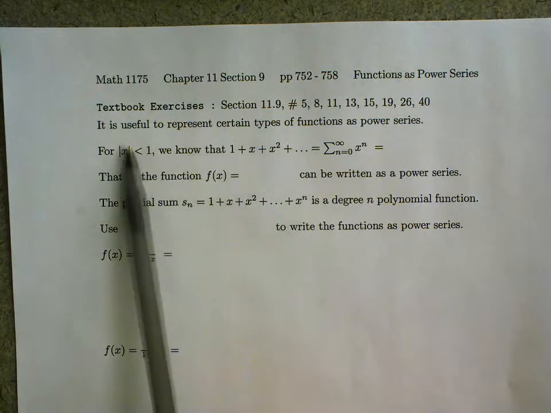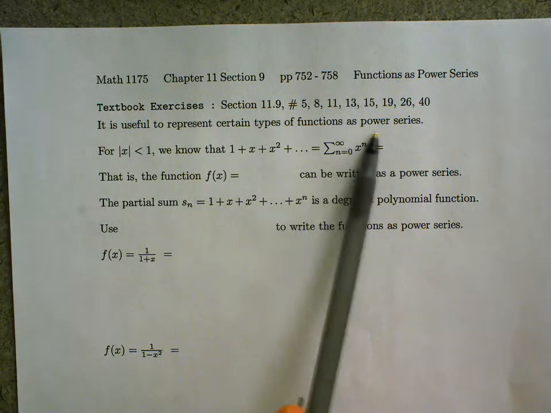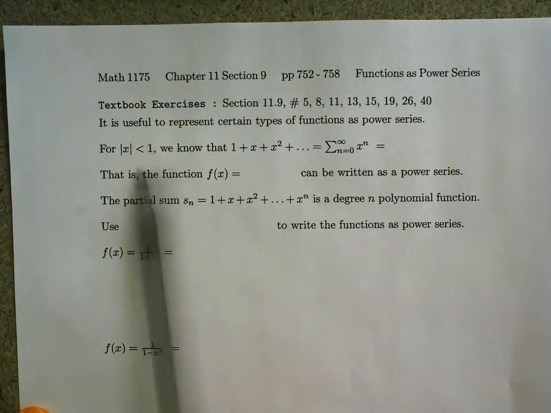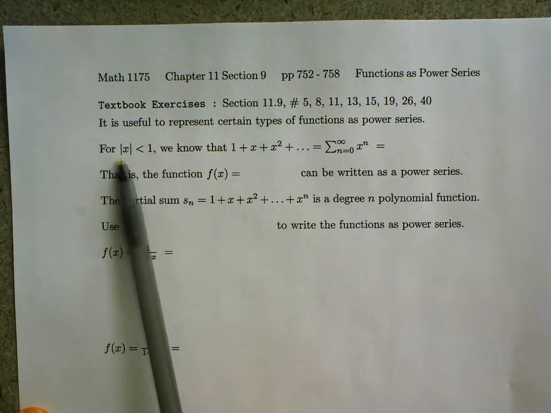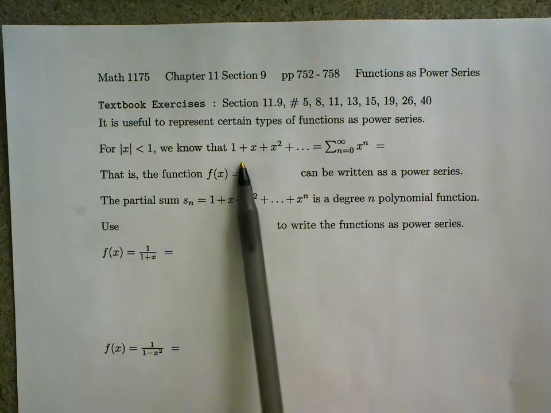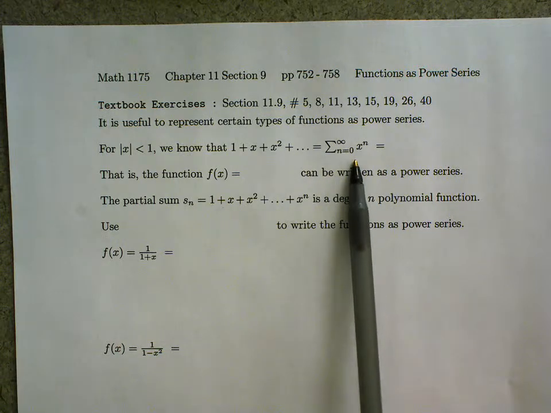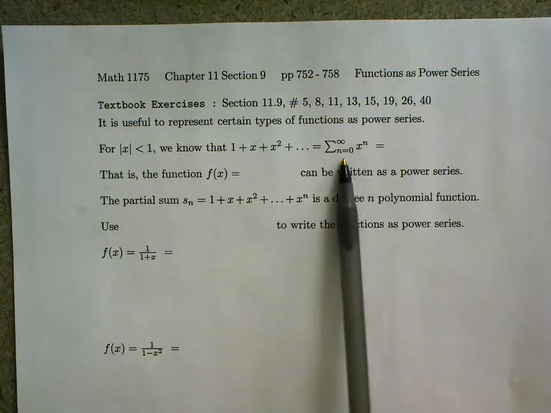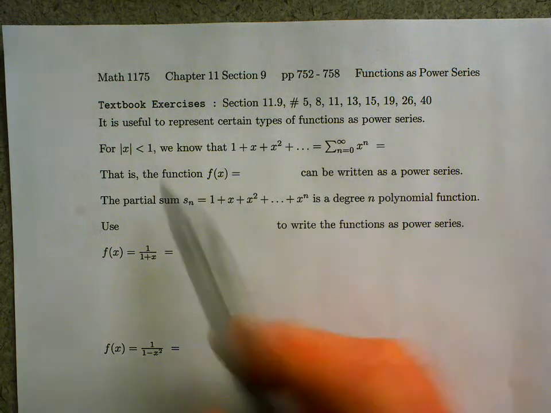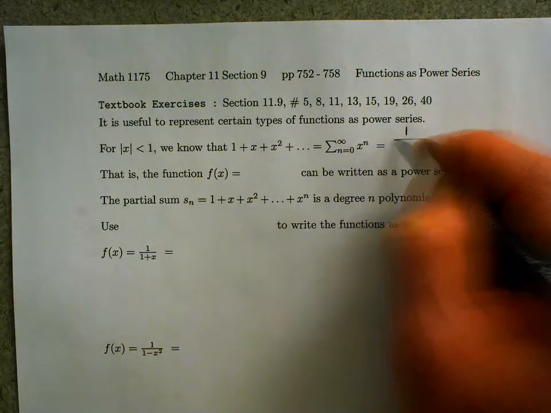Functions as power series. It is useful to represent certain types of functions as power series. A well-known power series, for the absolute value of x less than 1, we know that 1 plus x plus x squared and so on. In sigma notation, the terms are x to the n as n ranges from 0 to infinity. This is a geometric series, and if the absolute value of x is less than 1, the sum is 1 over 1 minus x.